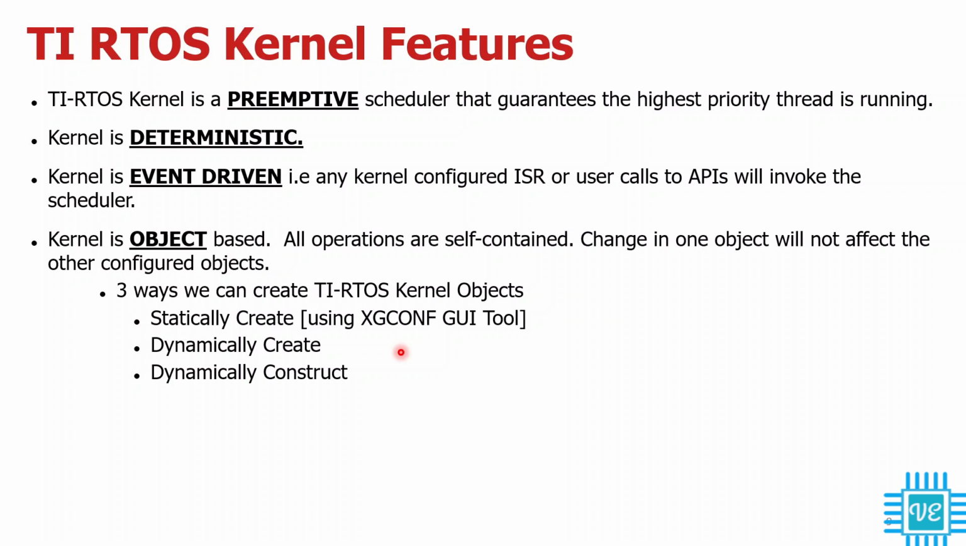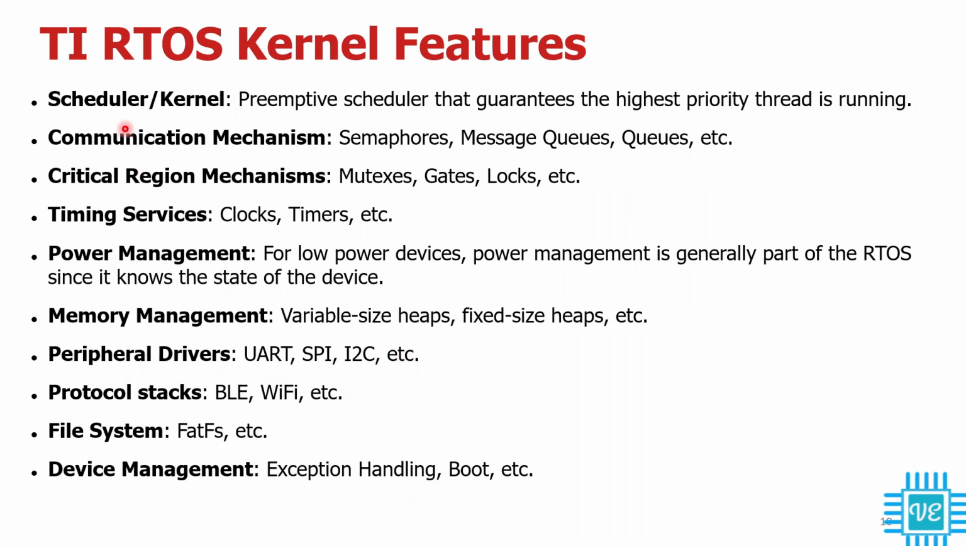Going forward, what are the different TI-RTOS kernel features? First, the scheduler. The TI-RTOS kernel provides a scheduler based on scheduling algorithms: a preemptive scheduler that guarantees the highest priority thread is running. Apart from the preemptive scheduler, it also provides time slicing, which we can see later.